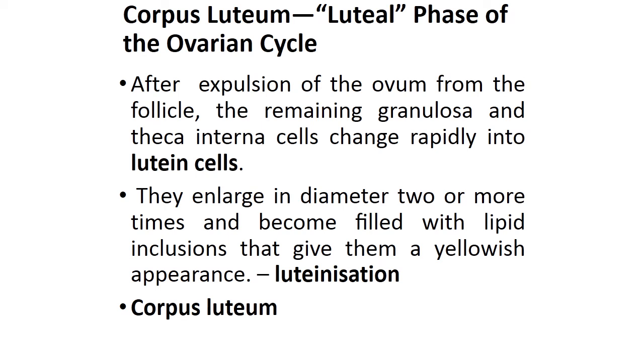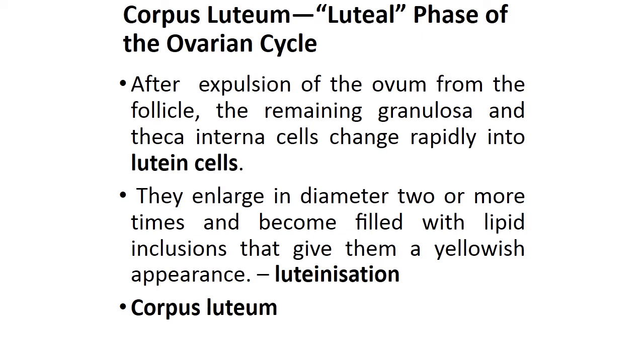So for the corpus luteum, the ovum is expelled from the secondary follicle. The secondary follicle matures into the Graafian follicle. The Graafian follicle swells, there is plasma transudation into it, and it ruptures and releases the ovum. Whatever follicular cells are left, the granulosa cells and the theca interna and theca externa, now form what are known as lutein cells.